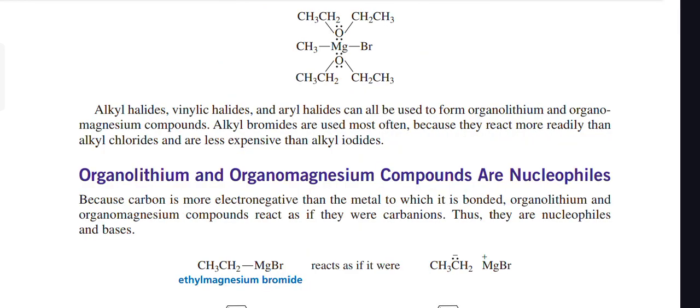Alkyl halides, vinylic halides and aryl halides can all be used to form organolithium and organomagnesium compounds. Alkyl bromides are used most often because they react more readily than alkyl chlorides and are less expensive than alkyl iodides. Organolithium and organomagnesium compounds are nucleophiles because carbon is more electronegative than the metal to which it is bonded. Organolithium and organomagnesium compounds react as if they were carbanions. Thus they are nucleophiles and bases.